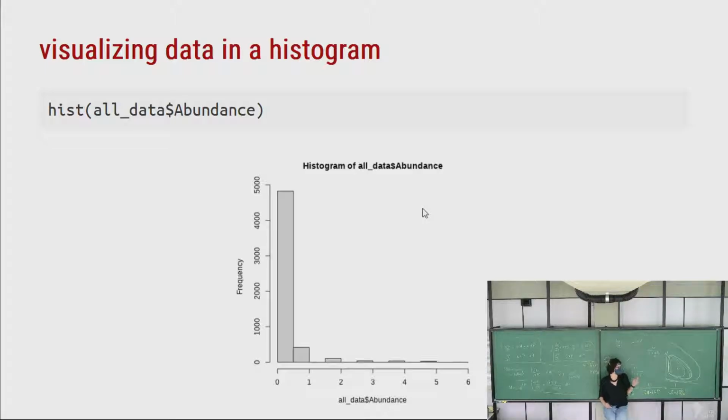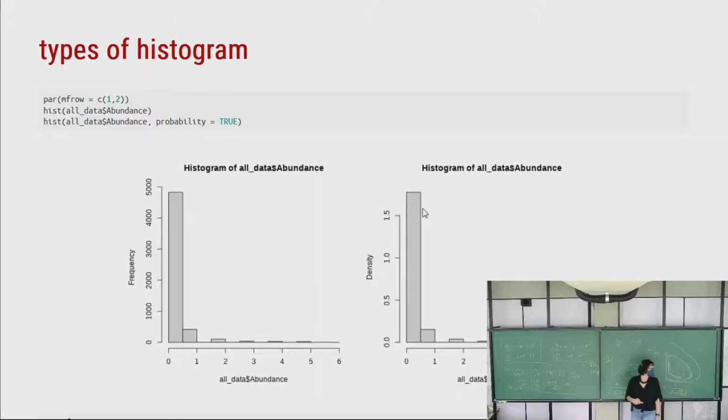This is a histogram, and this is continuous. This is not a bar plot. The difference between a histogram and a bar plot is that the histogram is continuous, and the bar plot is for categorical variables. Here, we have two types of histogram, the frequency histogram and the density histogram. They will look the same. The difference is only the y-axis. So here I have the frequency, and here I have the density.